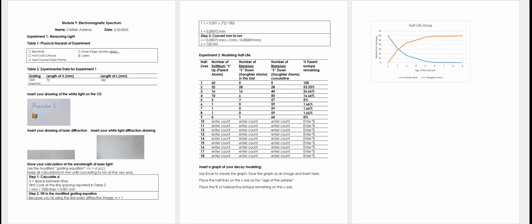Using the measured values of 72 millimeters and 100 millimeters, we calculated the wavelength using the grating formula. We assumed a diffraction grating with 1,000 lines per millimeter, so the space between lines was 0.001. After plugging in our values, the resulting wavelength was approximately 720 nanometers. This falls within the expected visible spectrum for a red laser, confirming that our setup produced reasonable results.